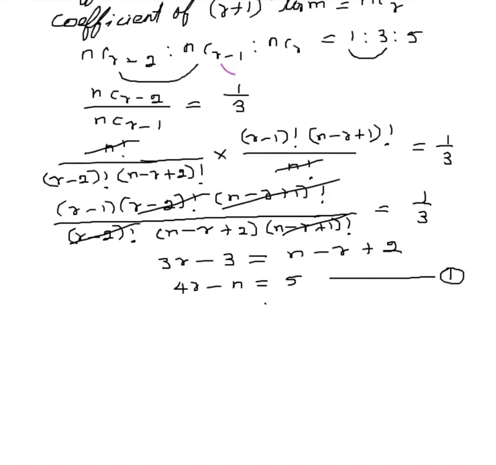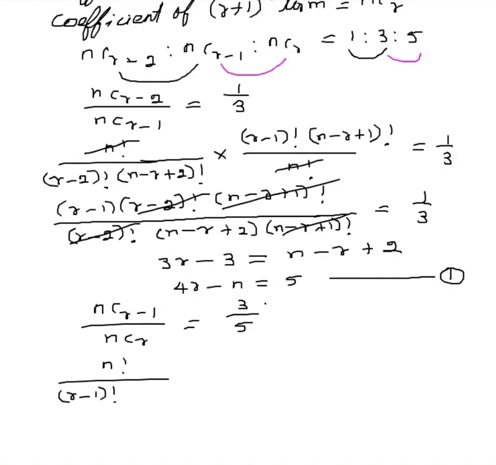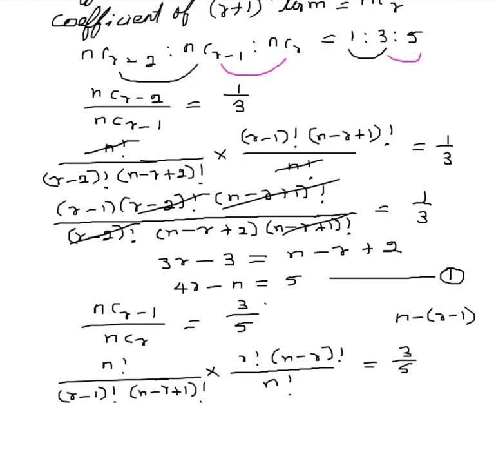Similarly, now we will take the next ratio, that is nCr minus 1 divided by nCr is equal to 3/5, which is n factorial divided by r minus 1 factorial times n minus r plus 1. Distribute the negative sign. I am writing the reciprocal of the denominator, which is n factorial r factorial times n minus r factorial, equal to 3 divided by 5.